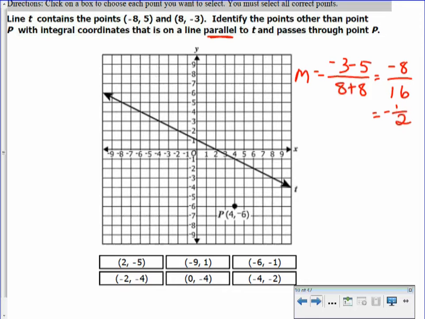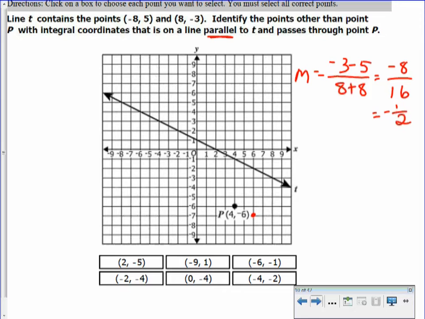And since I'm looking for parallel, I'm going to use that same slope. I need to find -1/2. Now, notice that they want me to go through this point already on the graph. So I'm going to need to count a bunch of -1/2s to figure out which of these points actually works. Now, how do I count -1/2? Well, first thing I would do is start with my traditional method, which is to go down 1 and right 2.